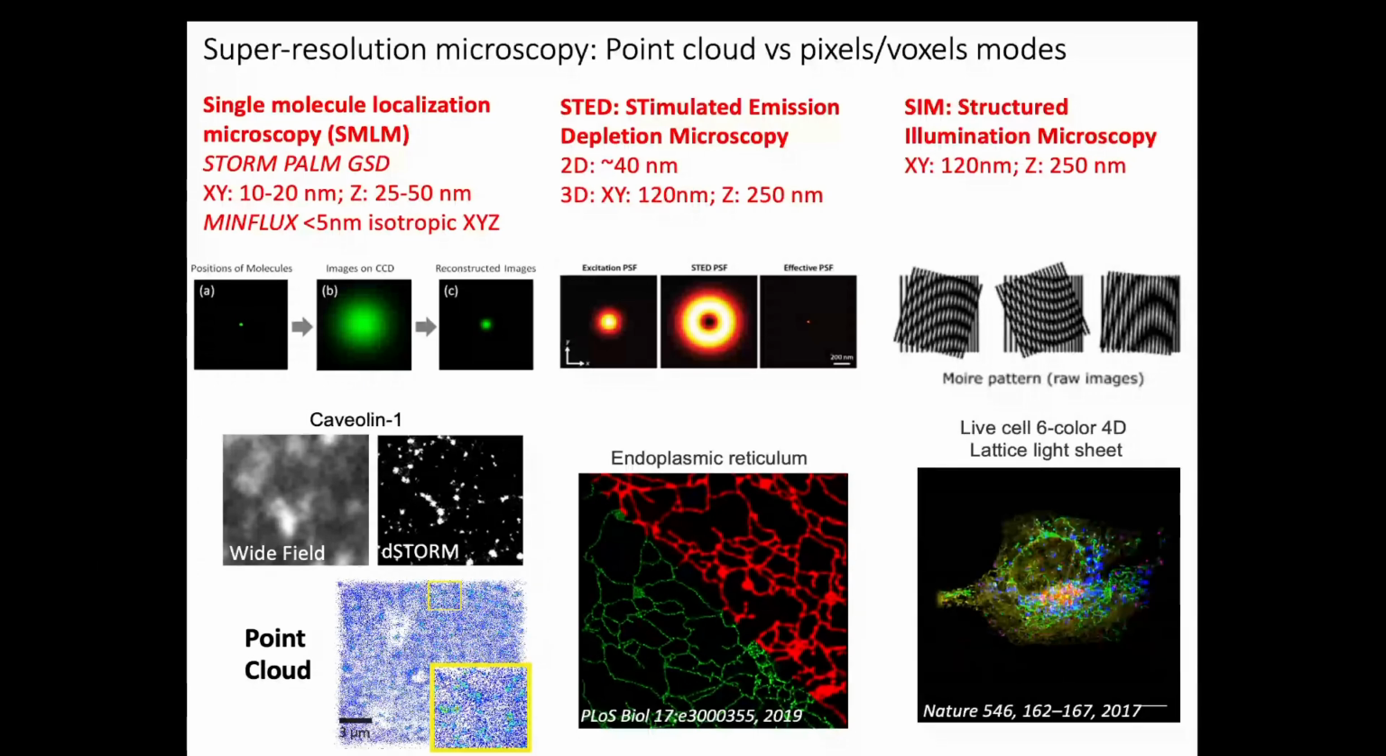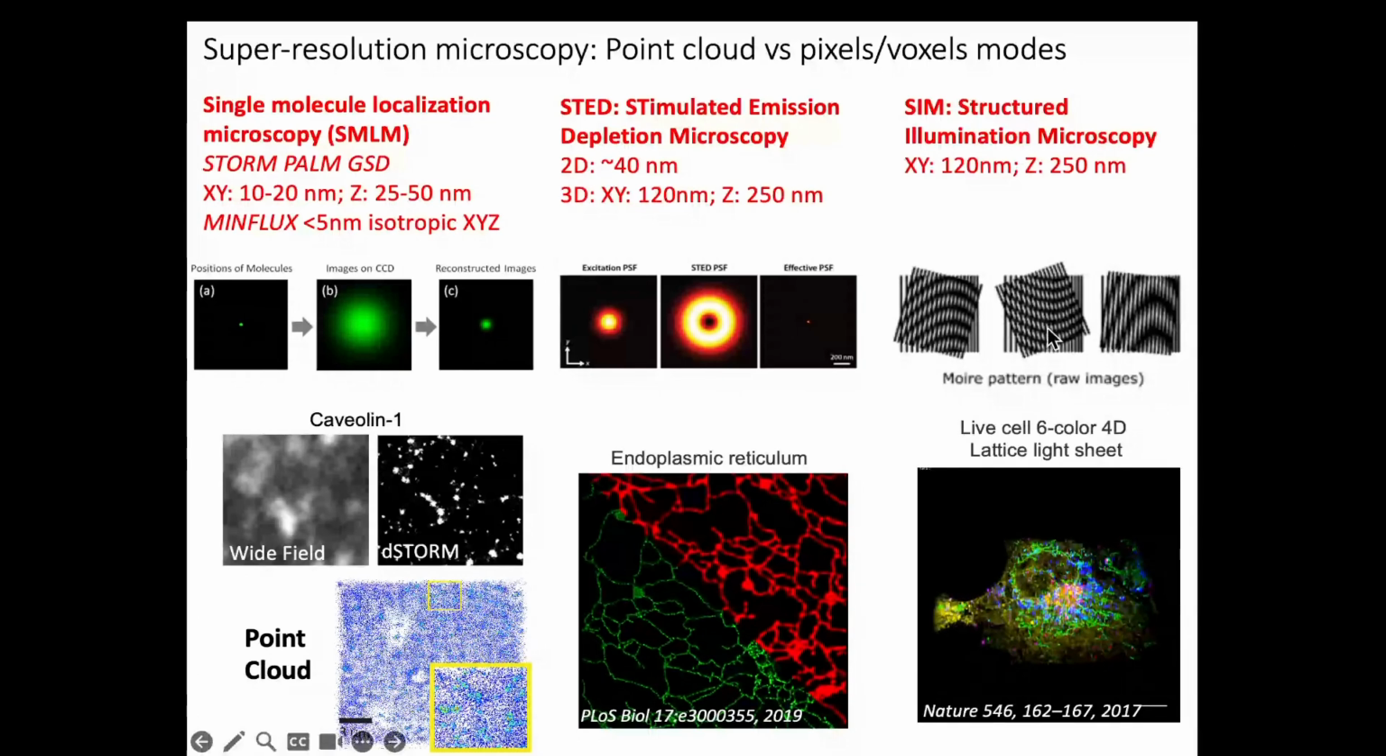Another approach that's really quite available commercially is structured illumination microscopy, where you have these grids which rotate and realign and generate moire patterns, which can be reconstructed to improve resolution, again about a twofold increase in resolution over standard confocal.